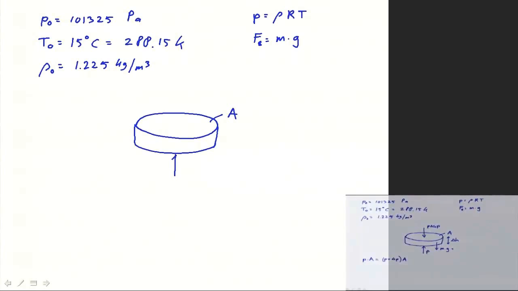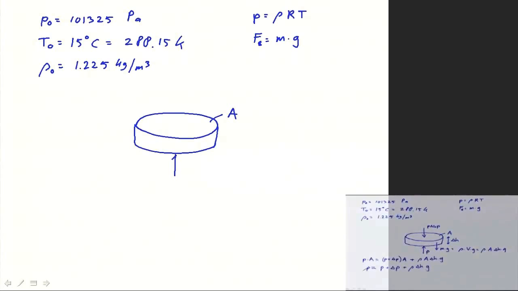And m times g is the same as rho times volume times g. And that's the same as rho times the area times the difference in altitude times g. So we add that. So we can now see that we can divide by the area, so it doesn't matter apparently how wide this disk is that we take. And then we get P is equal to P plus delta P plus rho delta H times g.